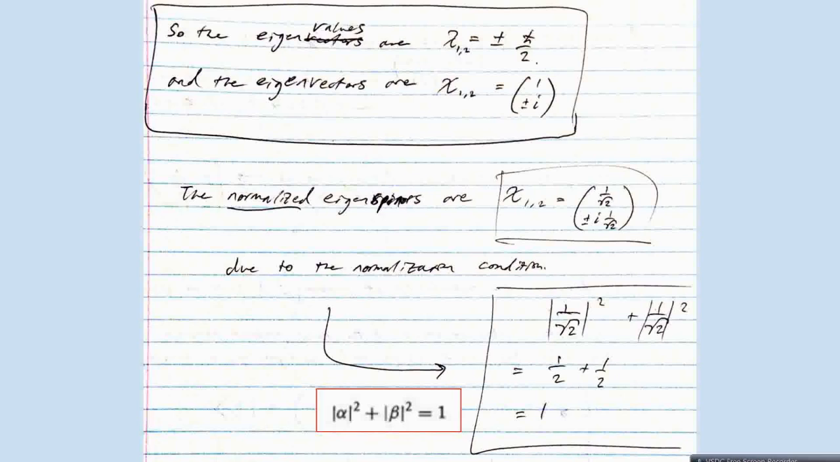So the normalized eigenspinors are chi 1,2 equal to 1 over root 2 times (1, plus or minus i). The reason why we multiply 1 over root 2 with our existing eigenvector to normalize it is because of the normalization condition: the absolute value of alpha squared plus the absolute value of beta squared must equal 1. So the normalization condition allows for this to be true.